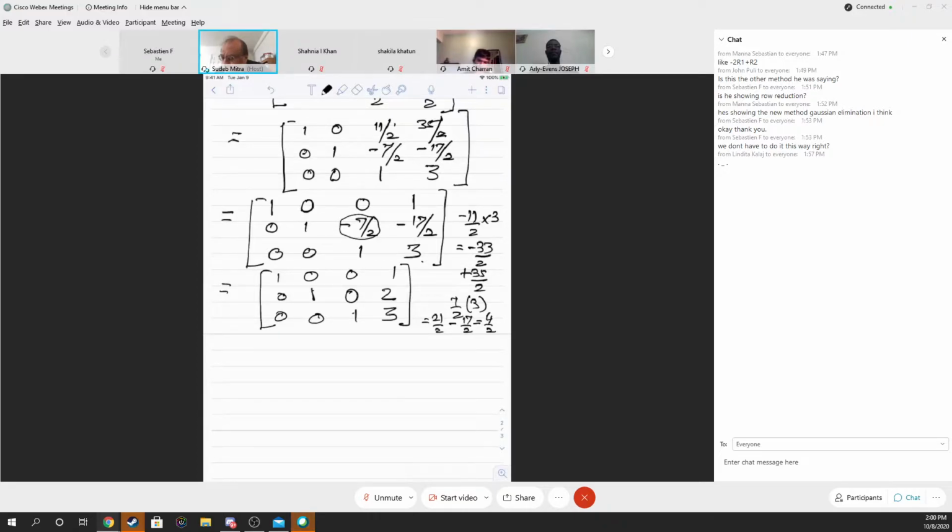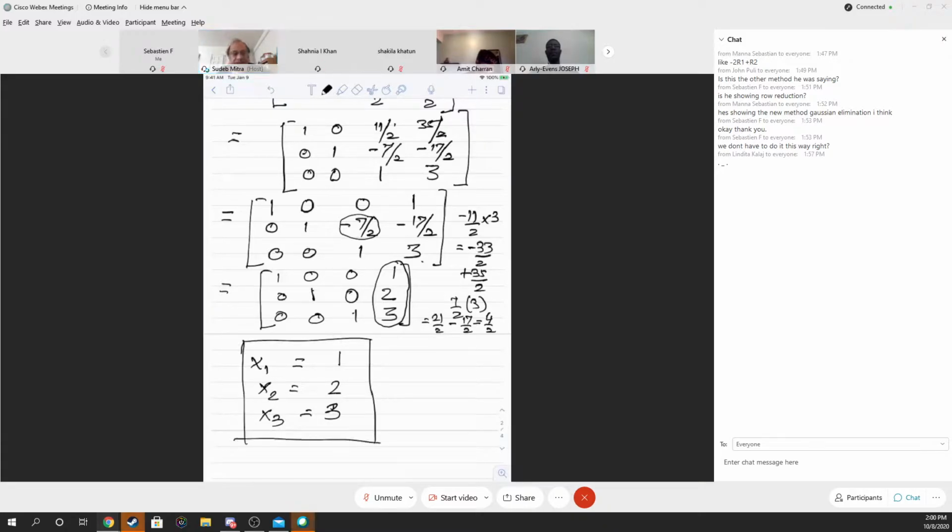So, now I can read off everything clearly from here. X1 is equal to, so this will give you the answers. X1 equal to 1. X2 is equal to 2. X3 is equal to 3. Is this row reduction echelon? This is the row reduction business.